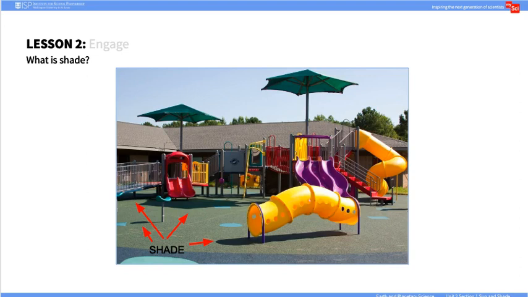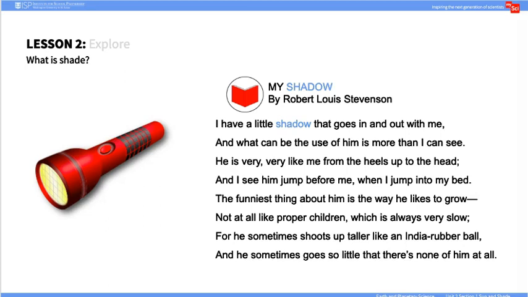with shadows. In the Explore portion of the lesson, read the poem My Shadow by Robert Louis Stevenson. Then have students investigate using flashlights in a darkened room in order to discover the steps necessary to create shadows. They can explore how to make their shadows long and short, like in the poem, in order to construct explanations about what affects the length of their shadow.